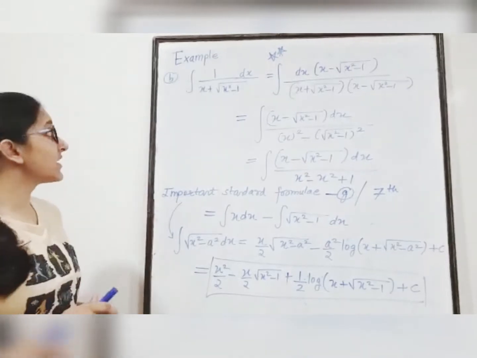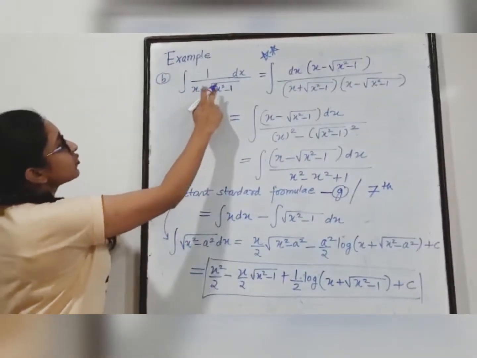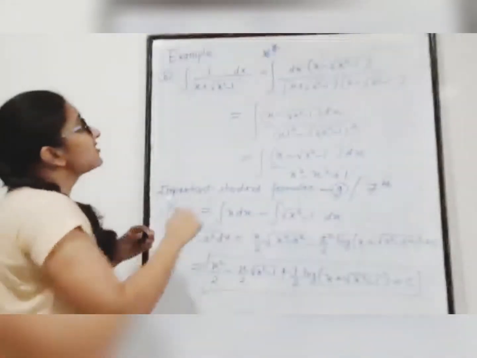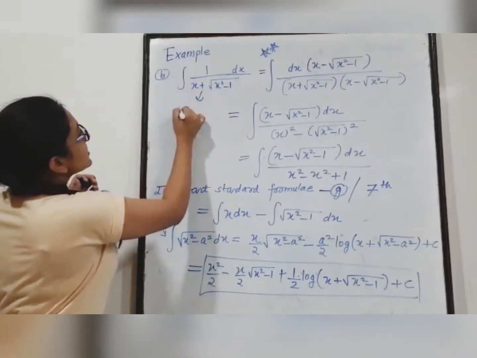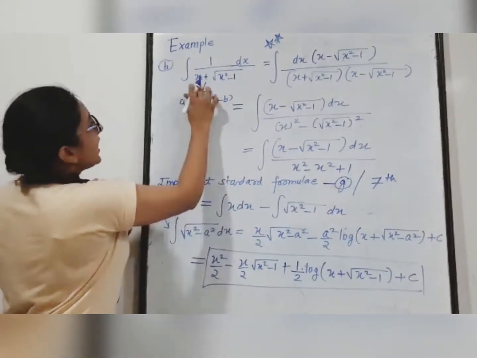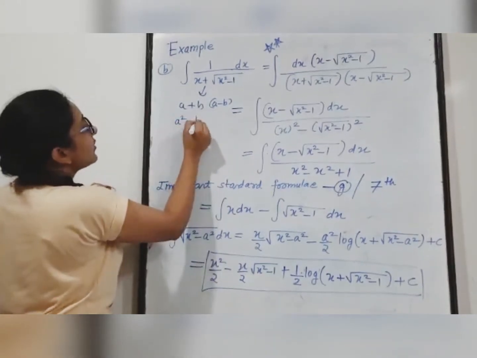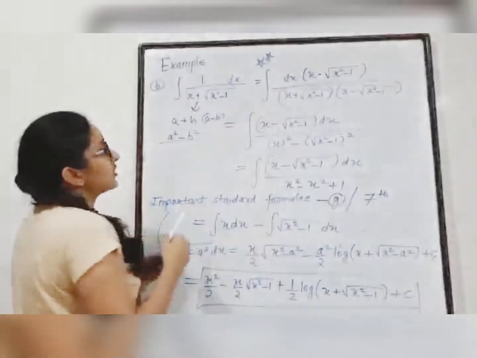Now moving on to the second example. Integration of 1 divided by x plus root x square minus 1. Here the catch is I am rationalizing it because I could see this is a plus b. If I generate something as a minus b, then in the denominator I can get a square minus b square, which further can be easily simplified. So this is the catch.